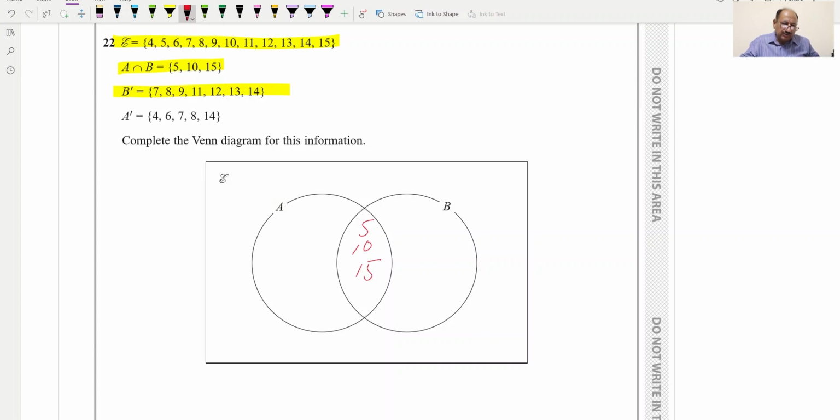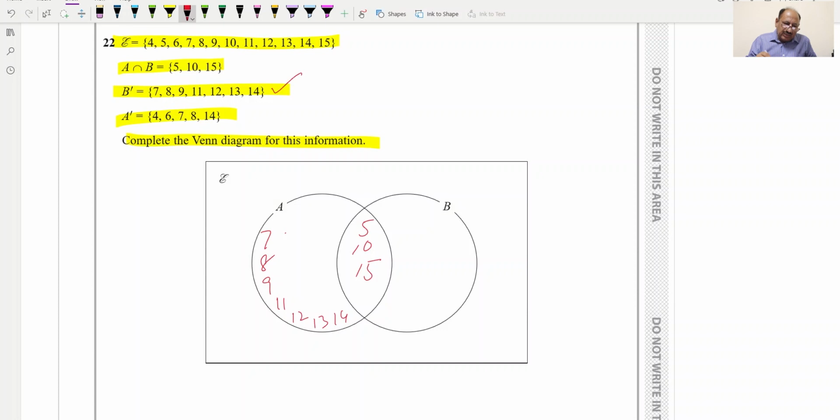Next, A complement. So 7, 8 not in A will be, and B complement is also given, and A complement is also provided, and we complete the Venn diagram for this information. So the intersection we have written, and B complement will be whatever is not in B. Not in B is 7. We can write, for example, here 7. I'm writing temporarily over here 7, 8, 9, 11, 12, 13, 14. I'm writing all these numbers.